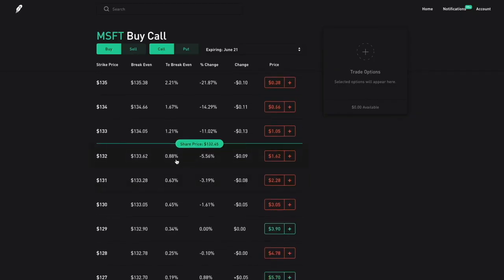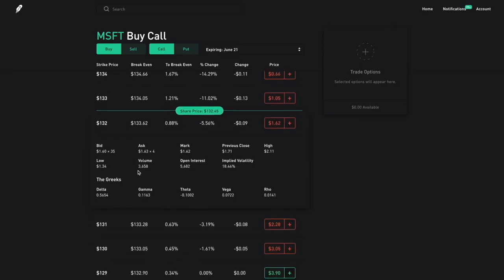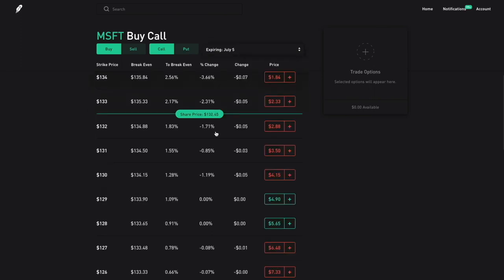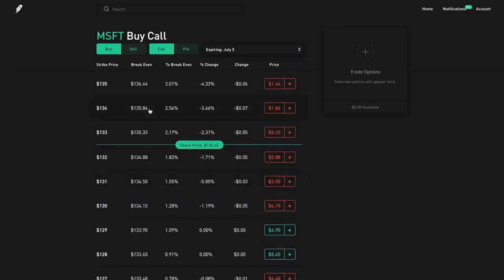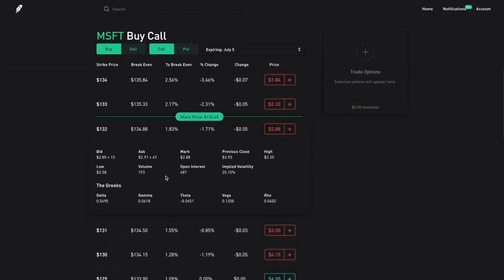Let's compare call option volume to the open interest. So we have volume of 3,658 on the call side. Let's take a look at the puts and their volume. Now, actually, let's go ahead and move out a little bit before we do that. Let's go ahead and take a look at July 5th. Let's take a look at the call option open interest versus the put option open interest. When we look at call option that's in the money or at the money here, there's only a volume of 193 and 687 open interest.